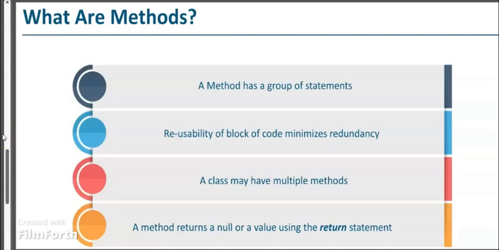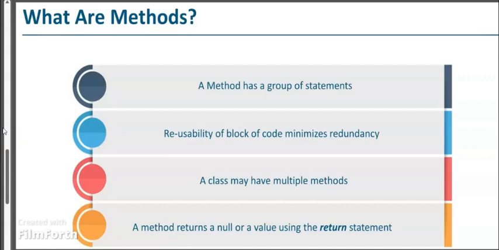It is a reusable block of code and minimizes code redundancy. We can use the code as before, so it minimizes the redundancy and gives output. A class can have multiple methods. Here we are creating multiple methods, not only one method, and finally we give one main method.